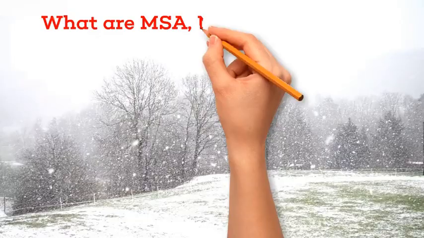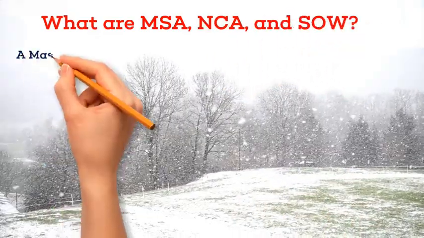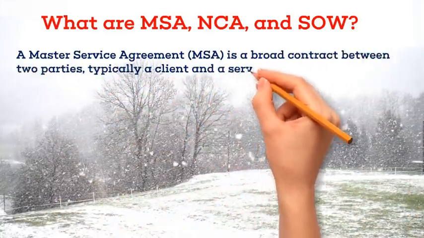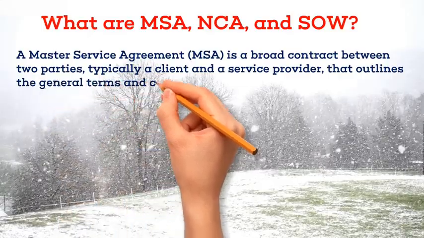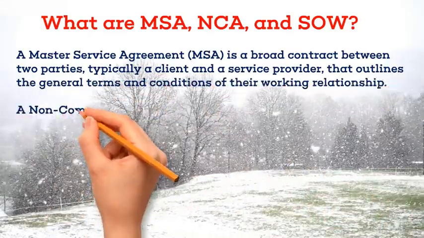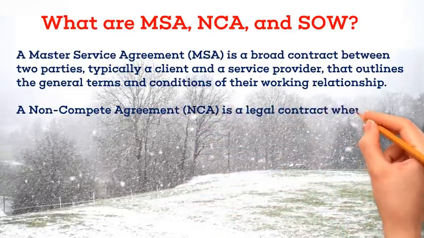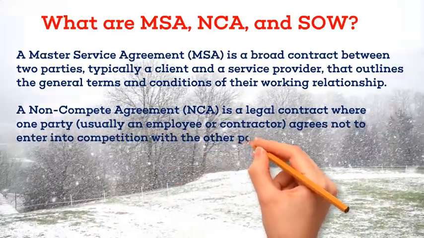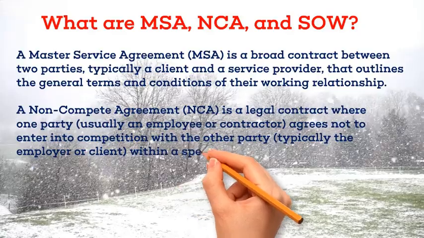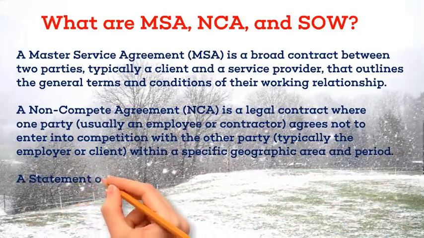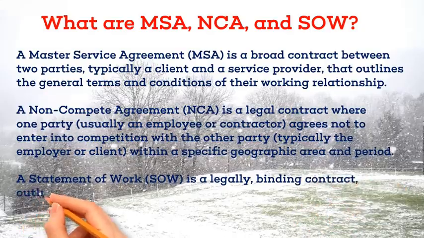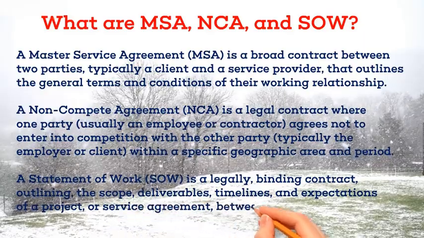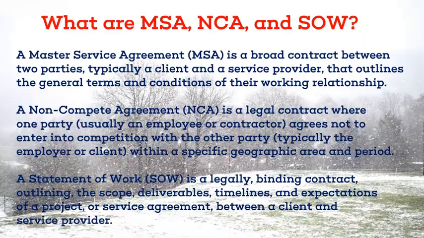What are MSA, NCA, and SOW? A master service agreement is a broad contract between two parties, typically a client and service provider. A non-compete agreement (NCA) is a legal contract where one party agrees not to enter into competition with the other party within a specific geographic area and period. A statement of work is a legally binding contract outlining the scope, deliverables, timeline, and expectations of a project or service agreement between a client and service provider.